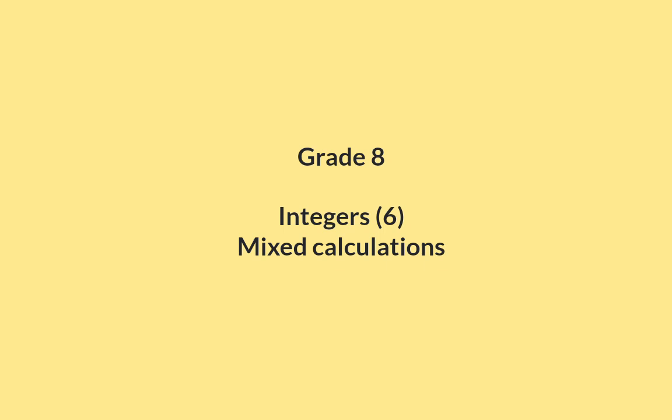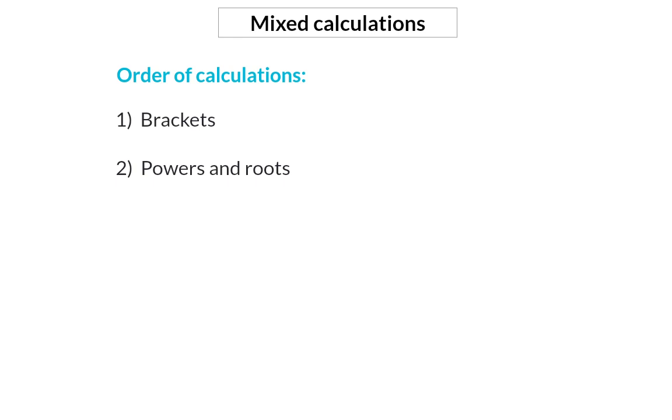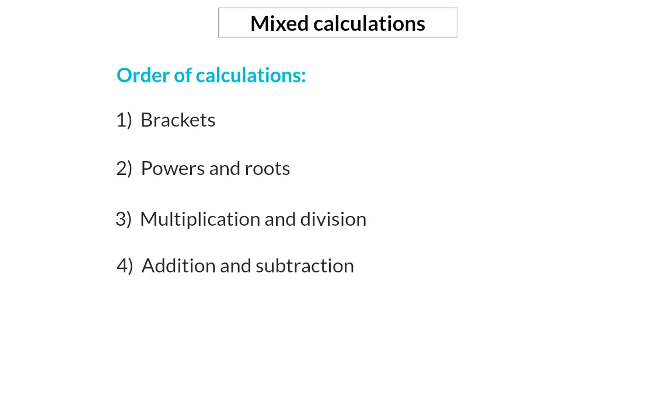In this video, we are going to apply everything that you've learned in the last few videos about integers in mixed calculations. When a question consists of more than one calculation, it is very important that you do it in the correct order. You always start off simplifying brackets. After that, you do your powers and roots, then multiplication and division in any order, and finally addition and subtraction also in any order.